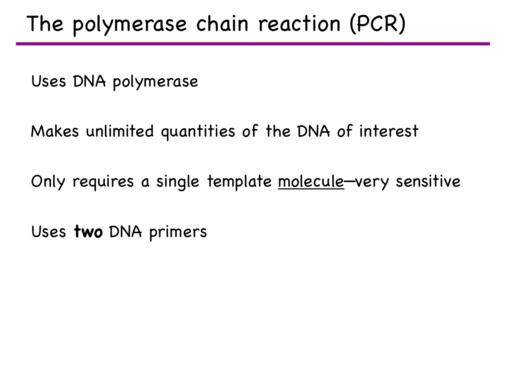I suspect a lot of you have already heard something about the polymerase chain reaction, either from some other course you've taken, or if you've worked in a lab, you've probably used it because it's commonly used for lots of different purposes in molecular biology. So just a little bit about the elements of the polymerase chain reaction. It uses a DNA polymerase. It can make unlimited quantities of the DNA of interest. It only requires a single template molecule, so it's very sensitive. You can start from a single molecule of a DNA sequence and produce many copies of that molecule very quickly. And it uses 2 DNA primers. Again, I'll define all of these things in the subsequent slides.